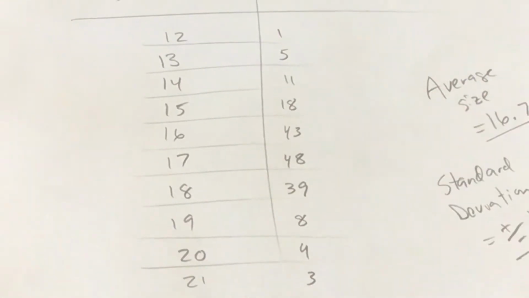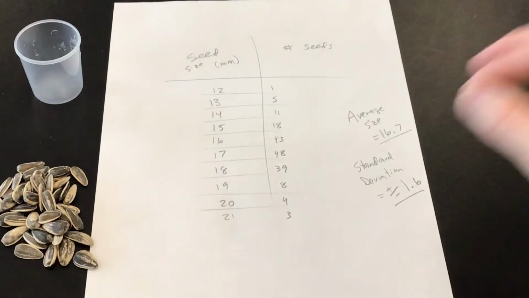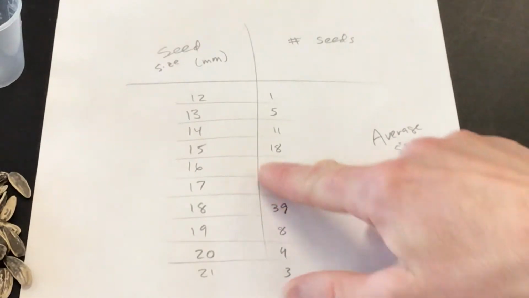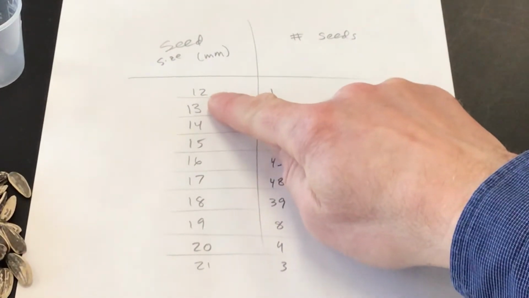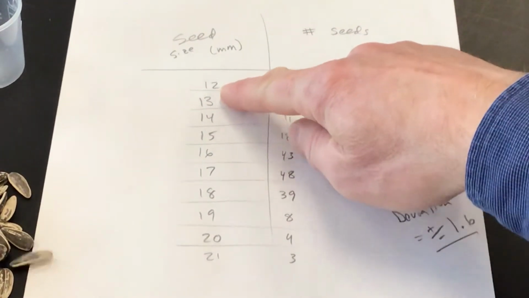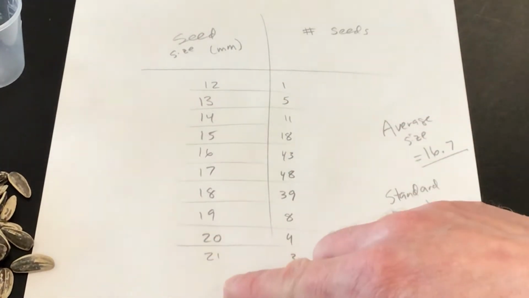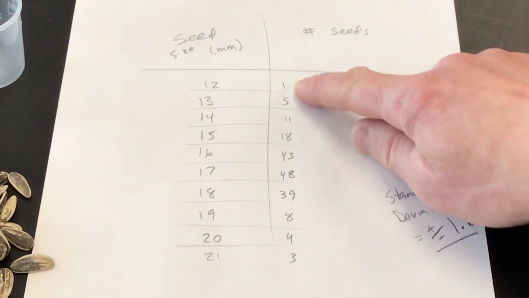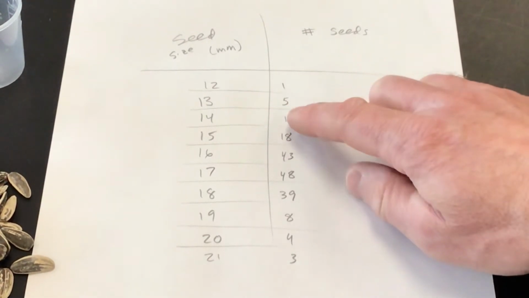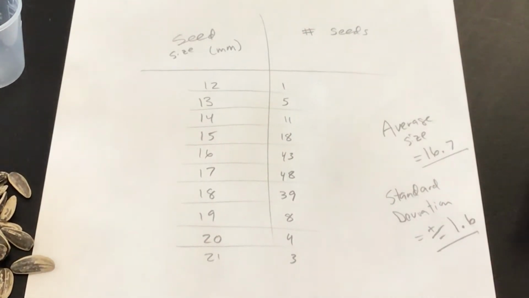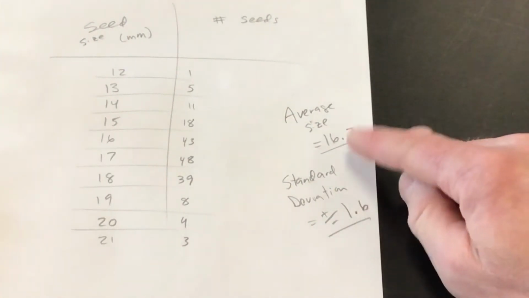You can pause the video for a moment and record this in your data table. These are the group totals, not just one individual, but for the one class that we did last hour. So for seed size, record that it varied from about 12 to 21 millimeters for this class period. There was one seed that was 12 millimeters, 5 seeds that were 13 millimeters, 11 that were 14, and so on. Go ahead and add this data to your write-up.